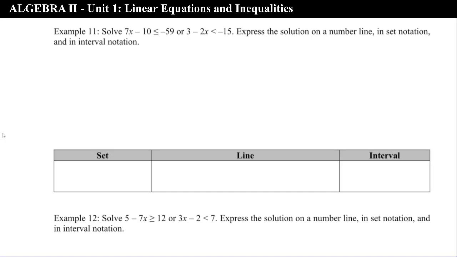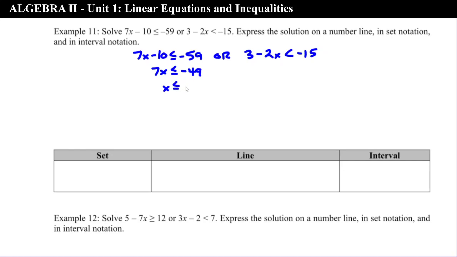All right, let's move on to the next example. Let's solve this statement, which is an OR statement. 7x minus 10 is less than or equal to negative 59, or 3 minus 2x is less than negative 15. All right, let's start by solving the left-hand inequality. Let's add 10 to each side. And when we do, we get 7x is less than or equal to negative 49. Divide each side by 7. We get x is less than or equal to negative 7. And remember, we divided by a positive number here, so the sign is okay.